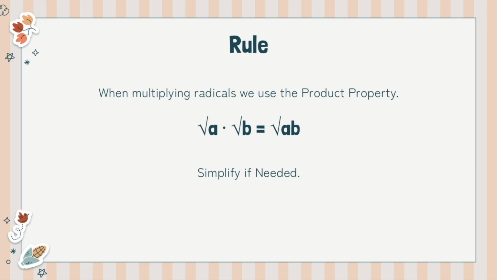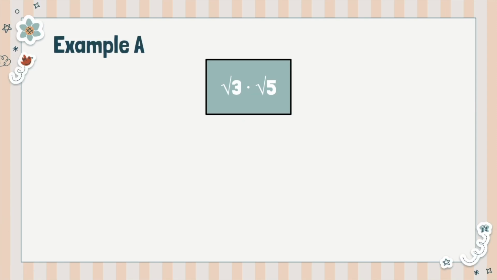So let's go ahead and take a look at example A. Here we are in example A. We've got radical 3 times radical 5. So 3 times 5 is going to be 15. So we've got radical 15 as our answer. We're going to check to see if that can be simplified. 15 can only be broken down to 3 and 5. So there's nothing to pull out. So this is as simple as we can go. And that is our answer.